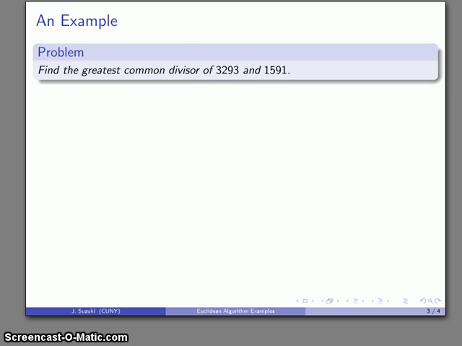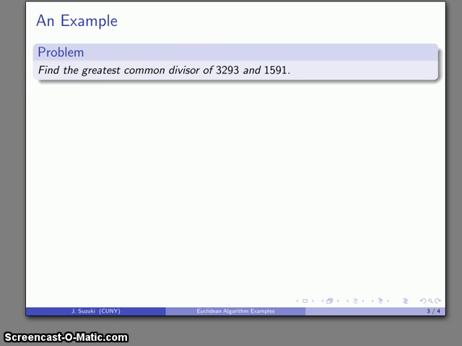So, for example, find the greatest common divisor of 3,293 and 1,591. And again, we can treat this as a problem in adaptive expertise. In other words, if you can look at these two numbers and immediately come up with what the prime factorization is going to be, then you can use the prime factorization method of finding the greatest common divisor.